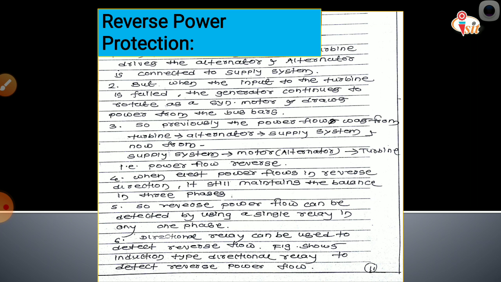In a power system, the turbine drives the alternator and the alternator is connected to the supply system. But when the input to the turbine fails, the generator continues to rotate as a synchronous motor and draws power from the bus bar. Previously the power flowed from the turbine to the alternator to the supply system, and now from the supply system to the motor and the turbine, that is, the power flow is reversed.